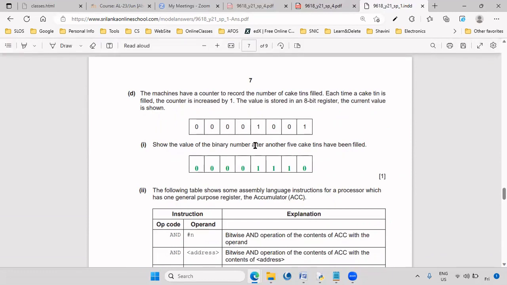Show the value of the binary number after another 5 cake tins have been filled. So another 5 means 9 plus 5 is 14. So this is 14: 8 plus 4 plus 2, 14.